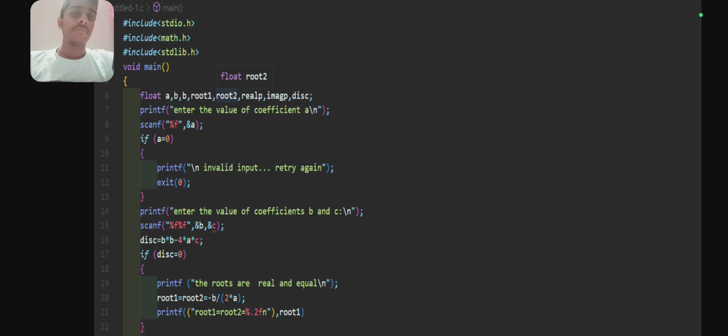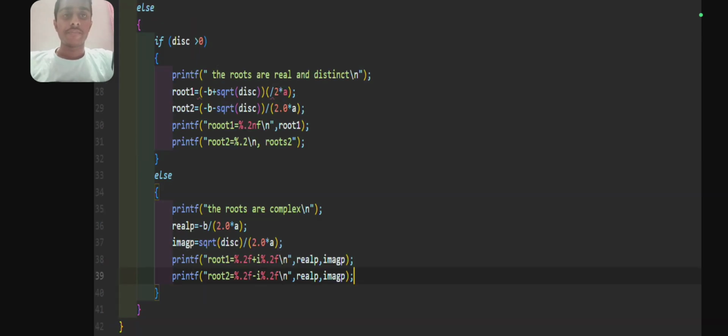Then printf root1 equal to root2 equal to percent 0.2f, backslash n, root1. Else if the discriminant is greater than 0, then print the roots are real and distinct. Root1 is equal to minus b plus square root of discriminant divided by 2a, and root2 is minus b minus square root of discriminant divided by 2a. Then we print root1 is equal to percent 0.2f backslash n, comma root1, and printf root2 is equal to percent 0.2f backslash n, comma root2.